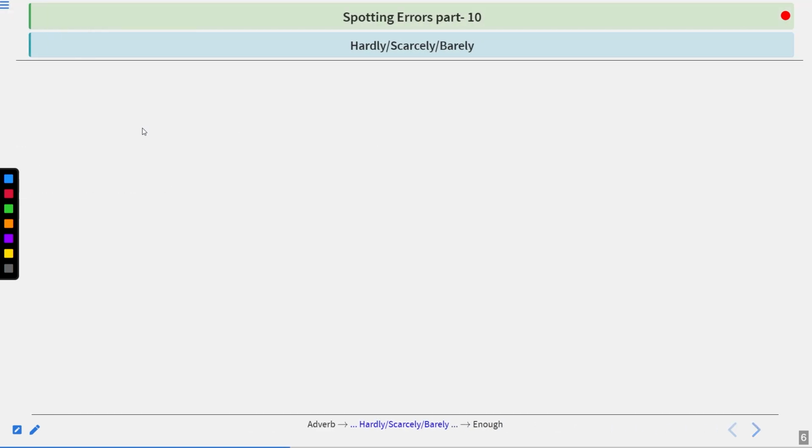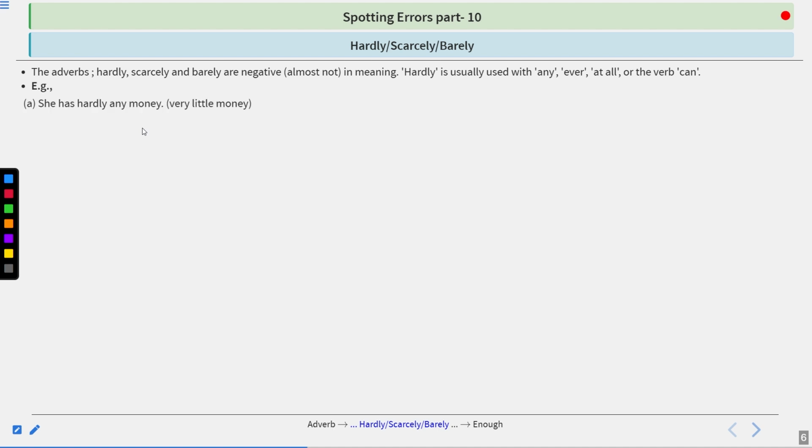Let's talk about hardly, scarcely, barely. The adverbs hardly, scarcely, and barely are negative, which means almost not in meaning. Hardly is usually used with any, ever, at all, or the verb can. Example: she has hardly any money. It means very little money. The sentence is expressing or giving a negative meaning. We hardly ever go out. It means we very seldom go out. Negative meaning again.